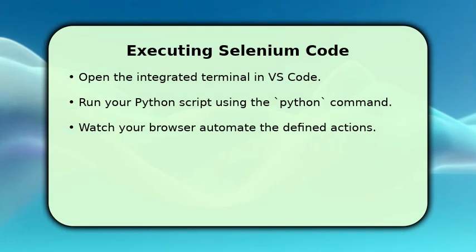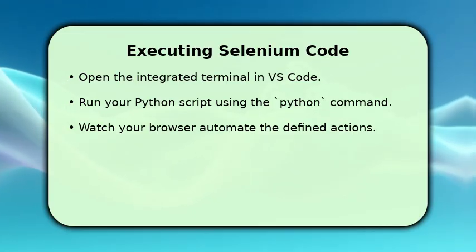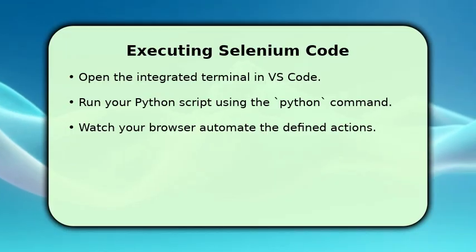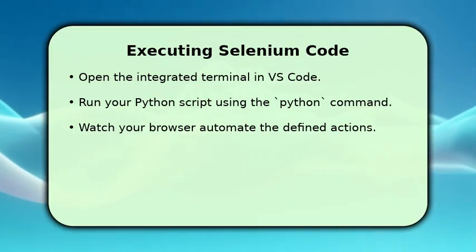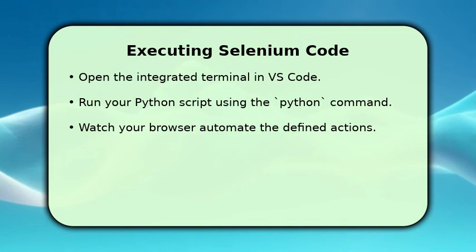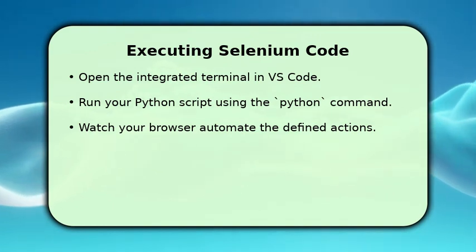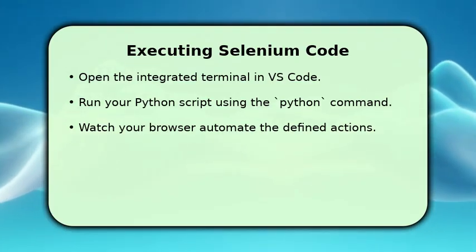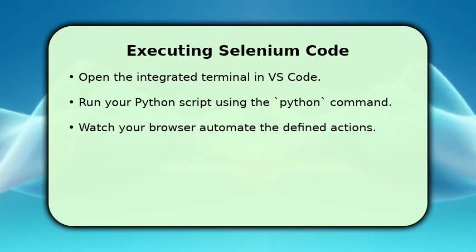To run your script, simply open the integrated terminal in VS Code. Navigate to your project directory if you aren't already there. Then, execute your Python file using the command python your_script_name. You'll see a browser window launch and perform the actions you've programmed, demonstrating your automation in real time. It's exciting to see it work.